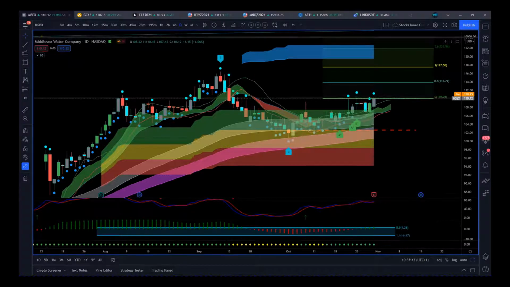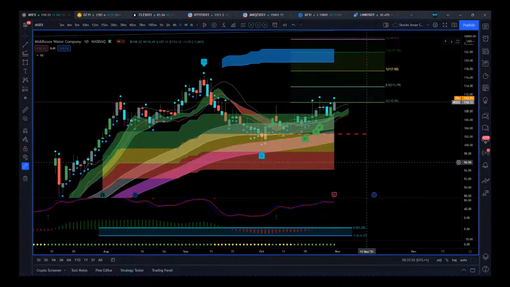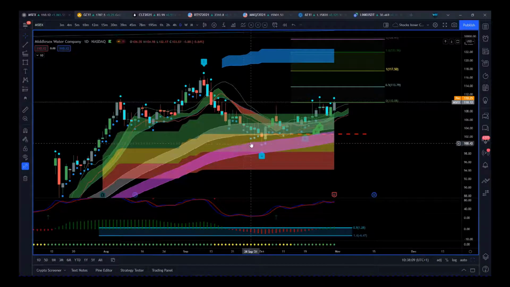So this is MSEX, Middlesex Water Company. On the daily time frame, I'm using the TradingView version of our swing trading bundle, and we're coming up to earnings. I always like to check stocks coming up to earnings, see what they've done pre-earnings, and here we've had what we would call an orderly wave 4 profit taking pullback, leading into earnings, and then coming away from that support before earnings.